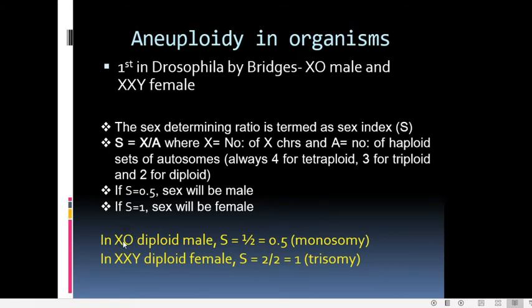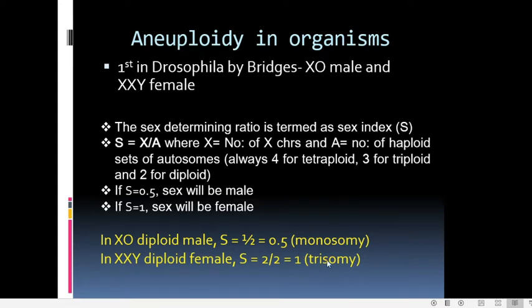So what will be its sex ratio? Sex ratio S is equal to X by A. So here X is 1, A is 2 because the organism is diploid. So the sex ratio will be S is equal to X by A, that is equal to 1 by 2, that is equal to 0.5, and the organism will be male. And this is an example for monosomy because here one X chromosome is lacking. And this monosomic organism turns out into a male.